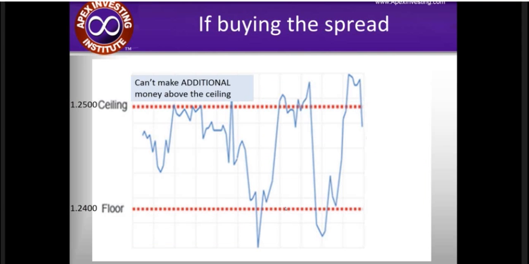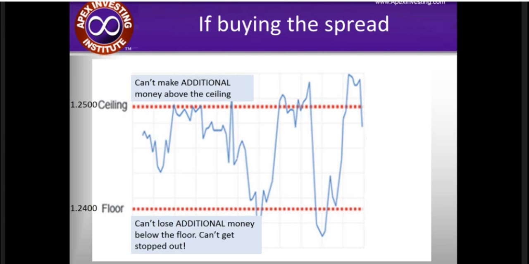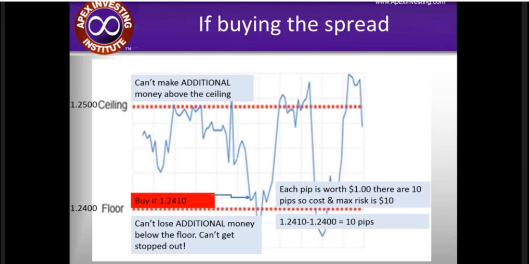Okay? Now what if I'm buying the spread? I can't make additional above the ceiling. I could always buy another spread because there's higher spreads. I can't lose additional money below the floor. So again, I can't get stopped out. So if I bought at 24.10, my risk would be the difference between where I bought, 24.10, and 2400, the floor. So 10 pips. Again, it doesn't matter if this is oil or gold or natural gas or FTSE or DAX or Nikkei or China 50. Rules work the exact same way. So the difference between these two, 10 pips, $10. Okay? That's my risk. That's my margin. $10 to control a mini lot.